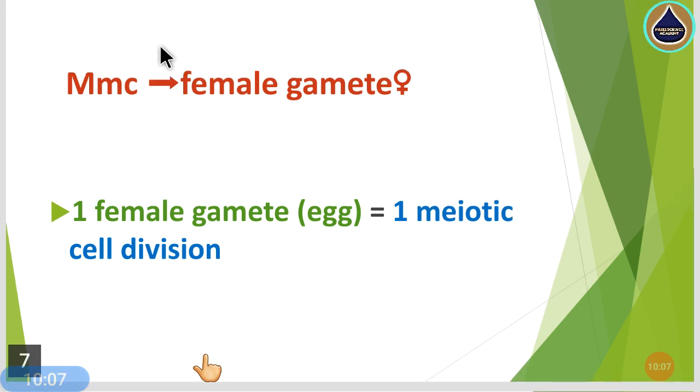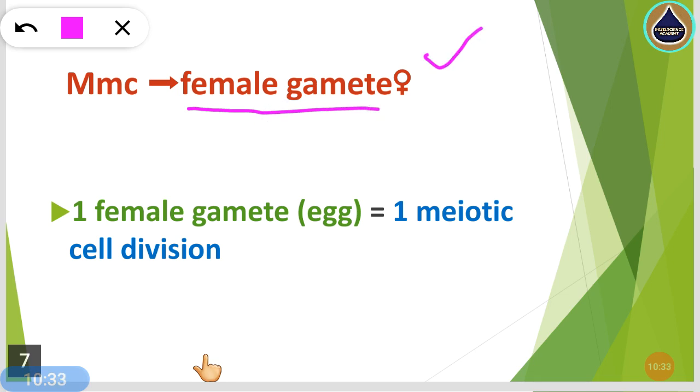Now we'll see how many cell divisions are needed for the formation of the female gamete. As we have seen in the male gamete formation, one meiotic cell division is needed for the 4 pollen grains, meaning for the four male gametes formed from the PMC, pollen mother cell. Now we'll see how this female gamete is formed. This is the symbol of femaleness. It is indicated by this sign in science and in the medical field.